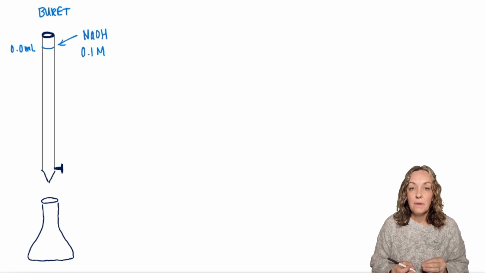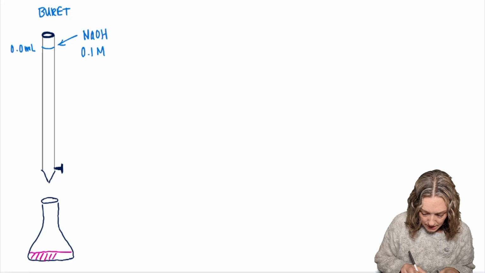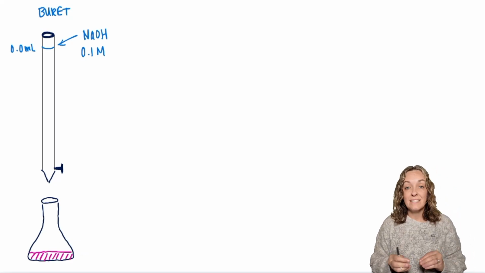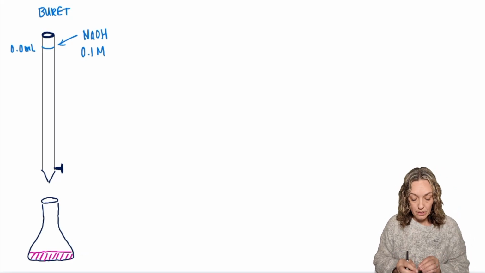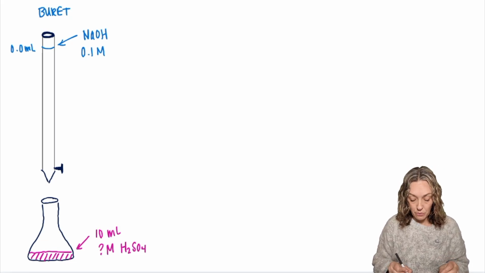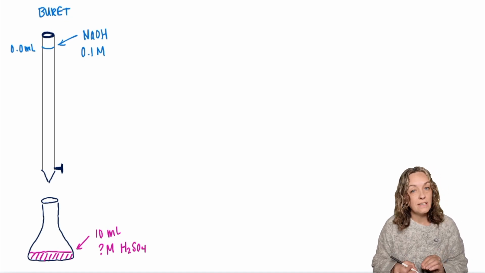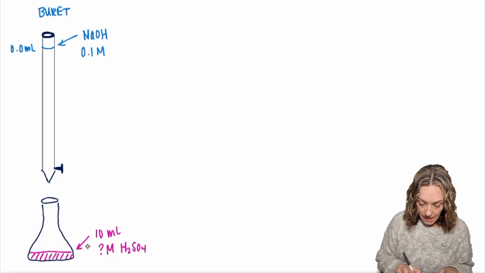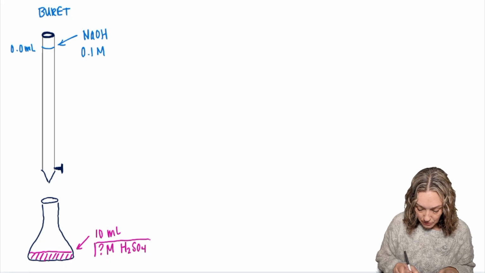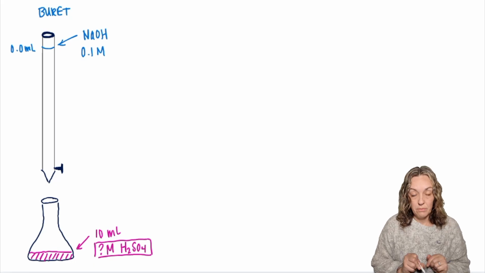The next part of the setup is to put our acid in the Erlenmeyer flask. When we put our acid in the Erlenmeyer flask, we need to keep track or measure exactly at what volume we put into the flask. I'm going to put 10 milliliters of H2SO4 in here. The problem is I don't know what the molarity or concentration of that H2SO4 is. That is my end goal, to figure out what is the molarity of the acid in this Erlenmeyer flask.